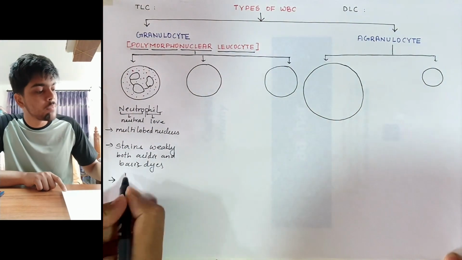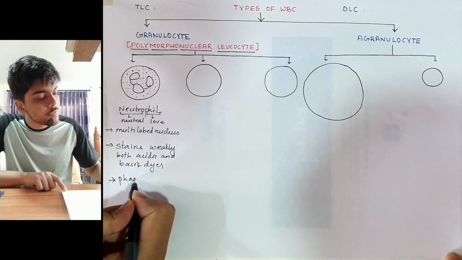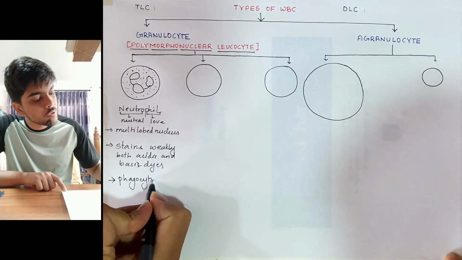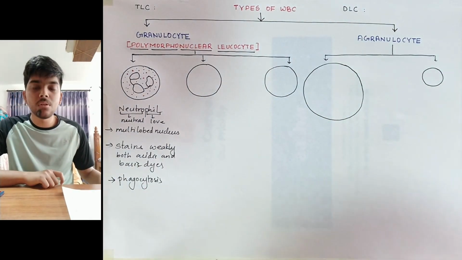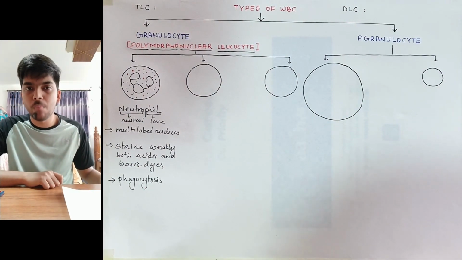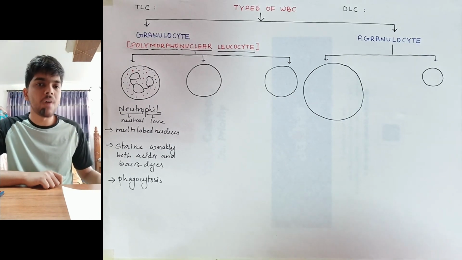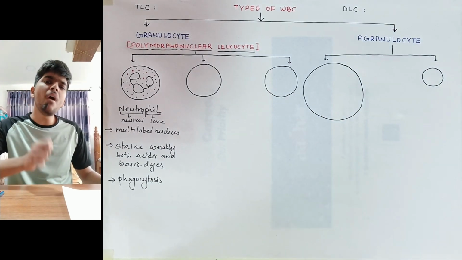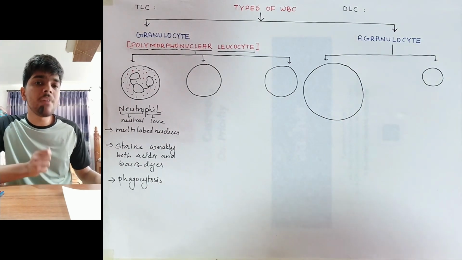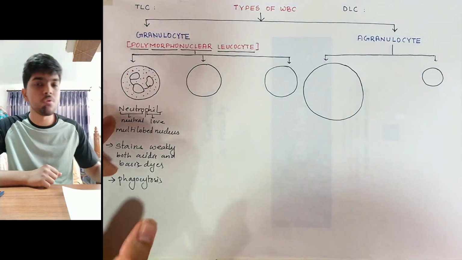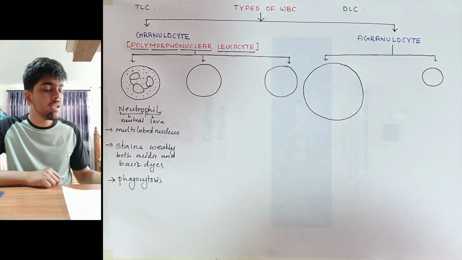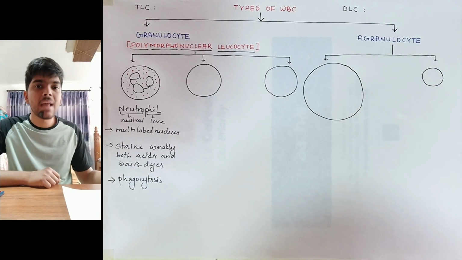Third is function. The function of neutrophil is phagocytosis. So whenever a pathogen or a foreign particle enters your body, firstly, the soldiers of the body are sent to fight against it. And the soldiers that are sent, firstly, at the very beginning of infection, those soldiers are neutrophils. These neutrophils, they engulf the pathogen and kill it.